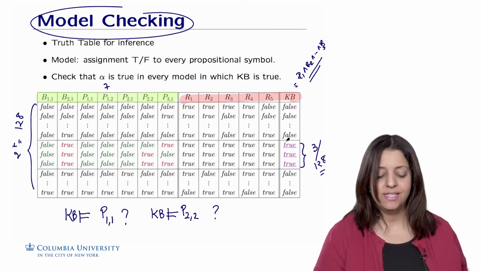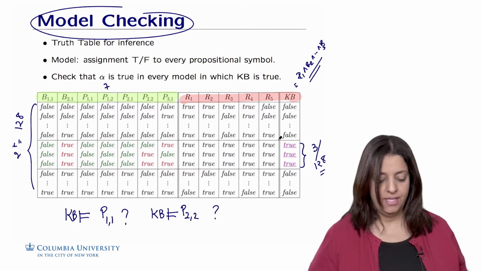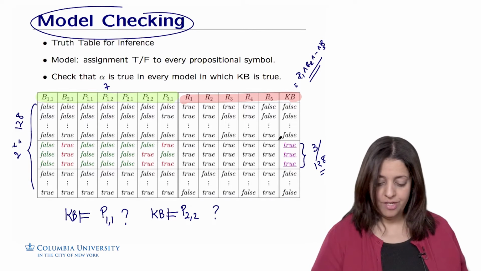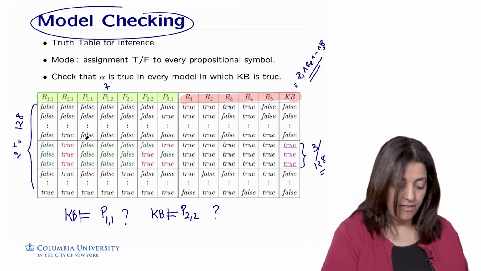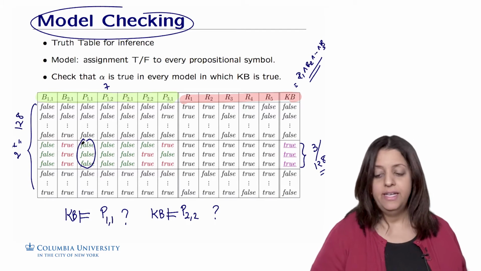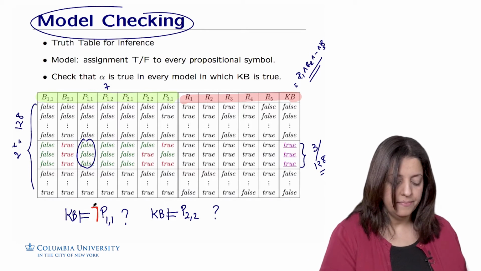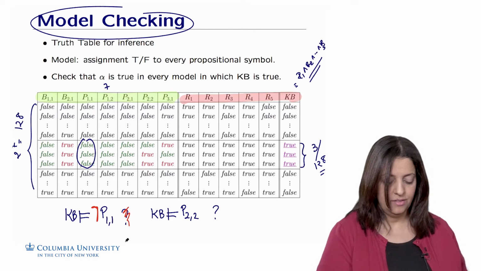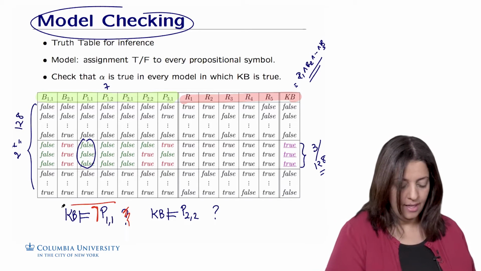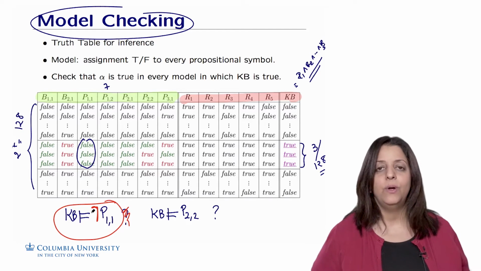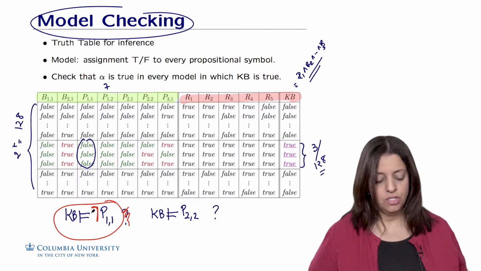So I'm going to focus on these 3 rows here. I'm going to check that whenever the knowledge base is true, P11 is false, in which case we could infer with confidence that KB entails the negation of P11. So this is not a question anymore. By model checking, we know that KB entails the negation of P11.